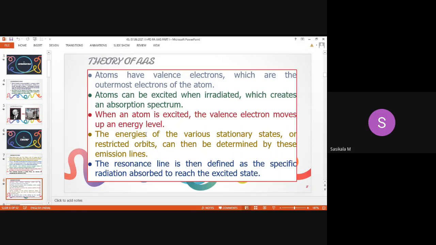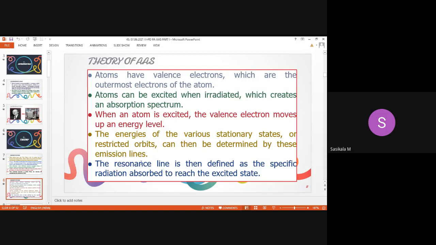The atom has electronic energy, which is due to the outermost or valence electrons in the outermost shell. When that electronic energy is equal to the energy of the electromagnetic radiation, the electric wave in the radiation interacts with the electronic energy of the atom, so that it moves from the ground state to the excited state to give an absorption spectrum. So this is called the resonance line.